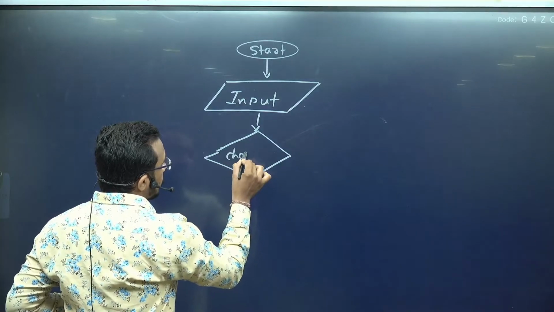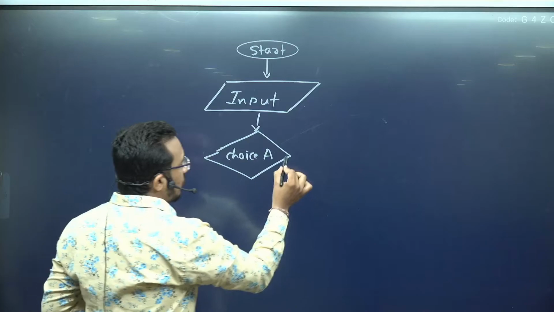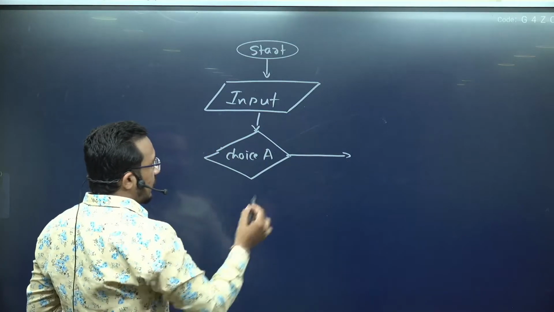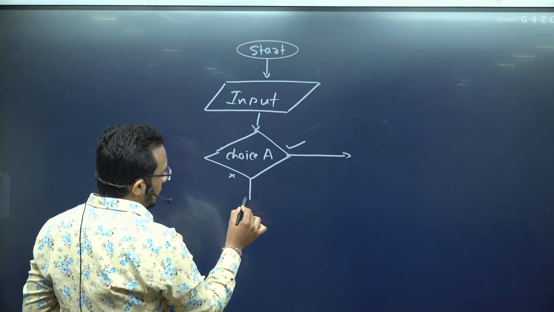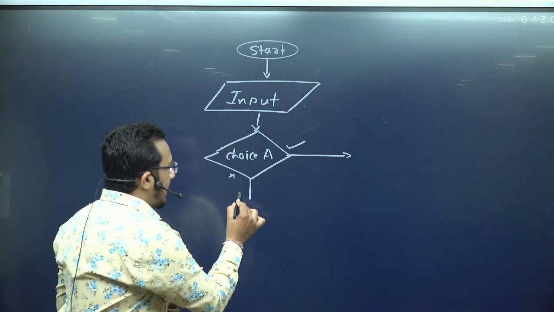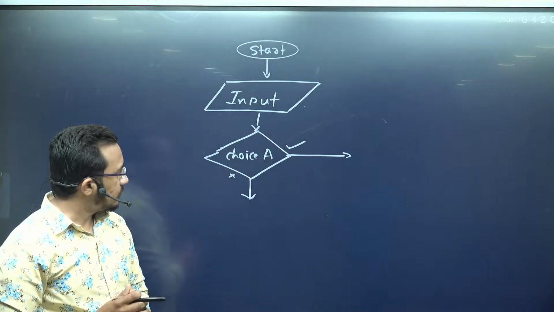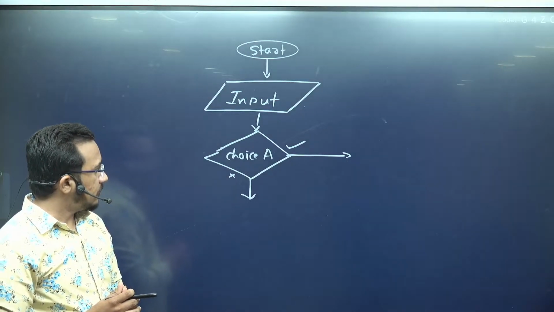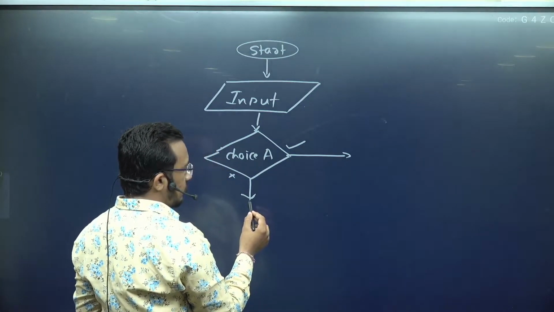Suppose we begin with A. If choice is A, then go for something else, if it is true. And if it is no, then go for another choice. Good. Next thing, then it would be for option B. There it would be the process.